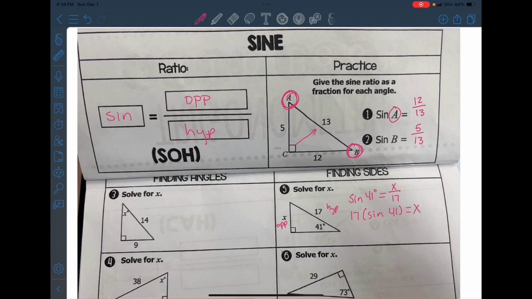Now in our calculator, we're going to hit 17 times, and you hit that sine button, and 41. Now there is a parenthesis that opens up, but since this is our last thing to put in the calculator, you don't really have to close it. But if you want to get in the habit of it, go for it. So 17 times the sine of 41, and I'm just going to go to the nearest tenth, is 11 and 1/5, so it's going to be 11.2. And x is 11.2 units.